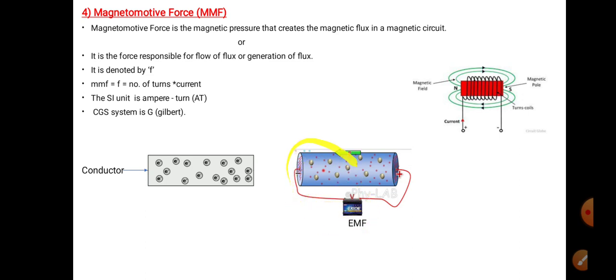Here we can see in this second diagram, electromotive force in an electric circuit. But in a magnetic circuit, we have to move the magnetic flux, and this pressure is the magnetomotive force. Okay, and this magnetomotive force is given by the formula F equals number of turns times current. Number of turns is measured in turns, and the current unit is ampere. So the SI unit of magnetomotive force is ampere turn, and the CGS unit is the Gilbert.